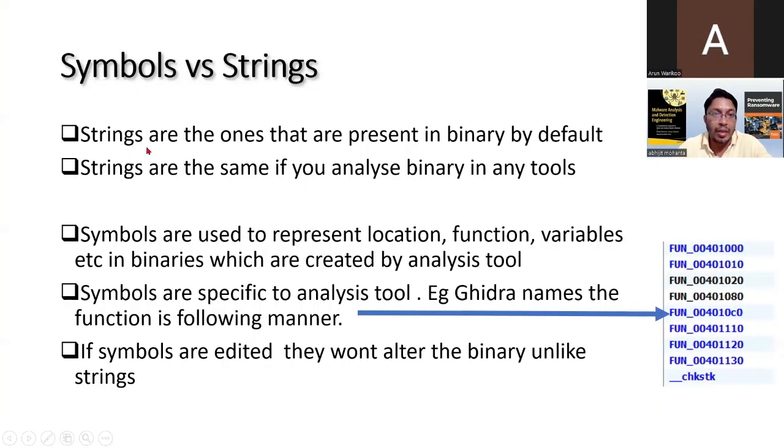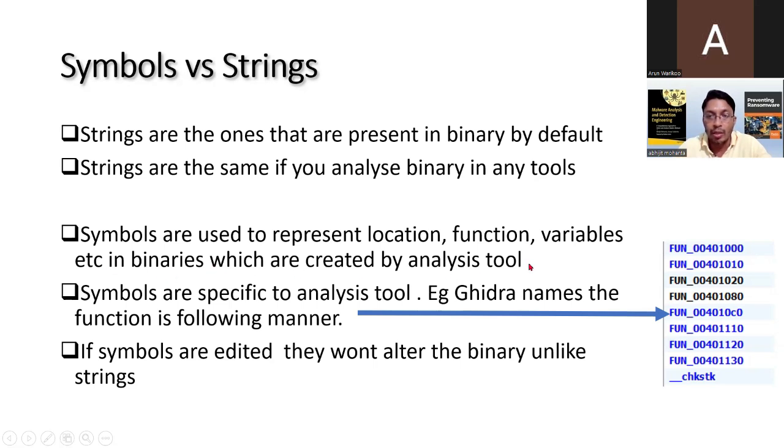So this is what I explained. Symbols and strings: strings are the ones which are present in the binary by default. Strings are the same if you analyze the binary in any other tool as well. Symbols are used to represent locations, functions, variables, etc. in binaries, which are created by the analysis tool.